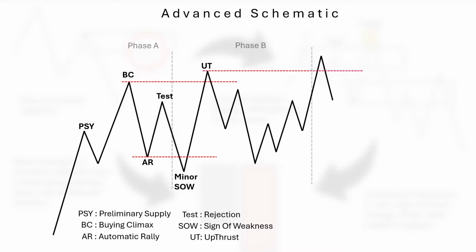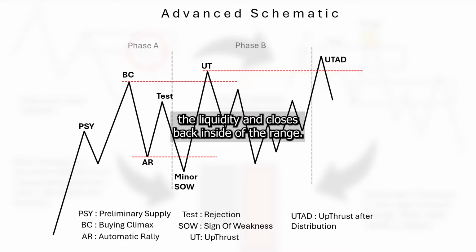And now what do you have? You have price completely taking out your UT and your BC, and this would be your UTAD. This would be your upthrust after distribution. So after price distributed in your phase B, now price absorbs the liquidity and closes back inside of the range.